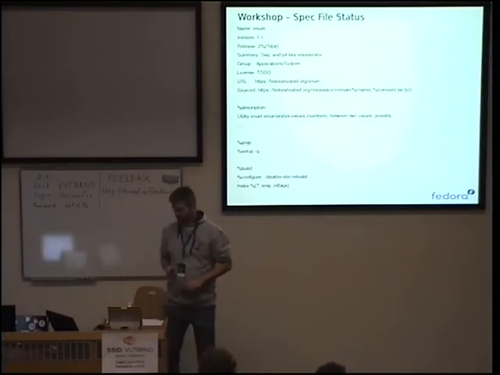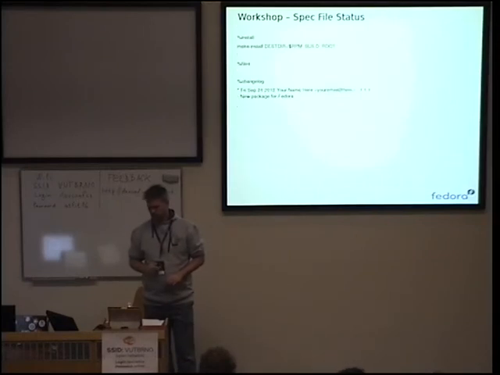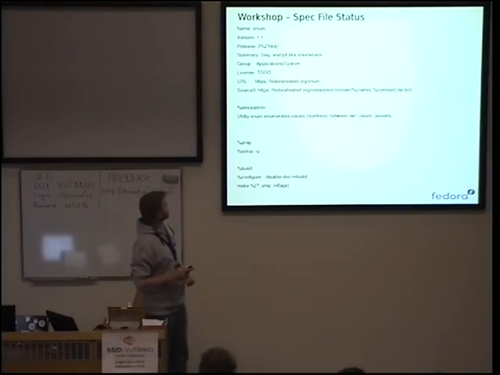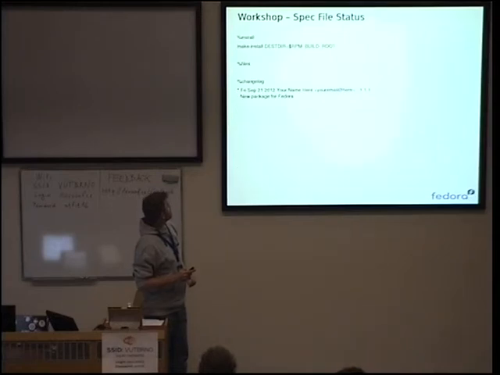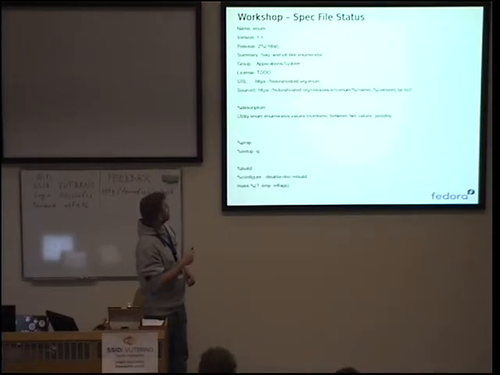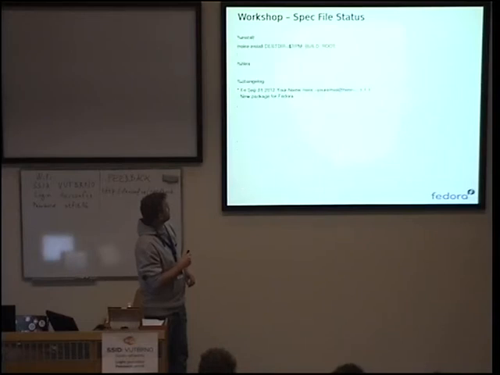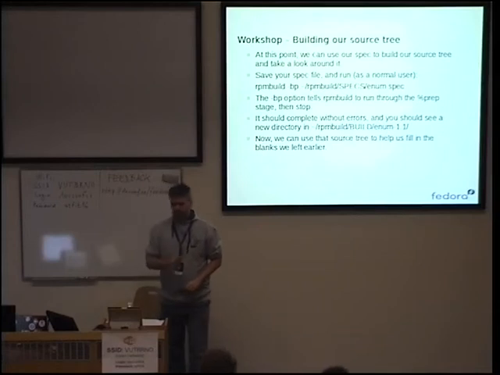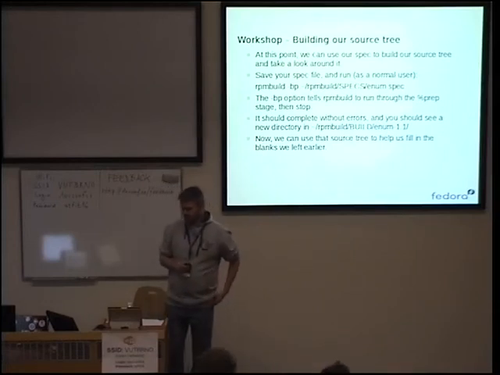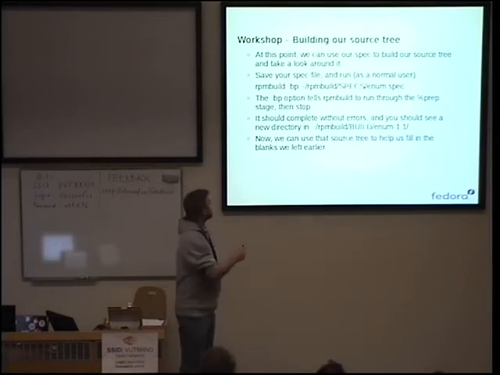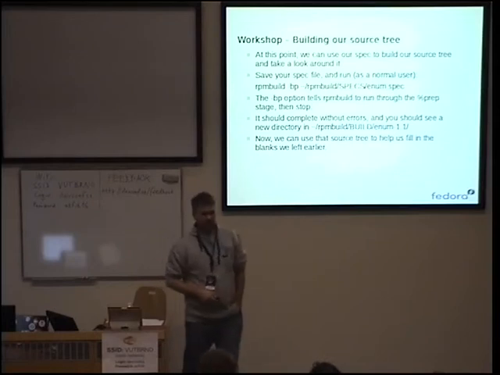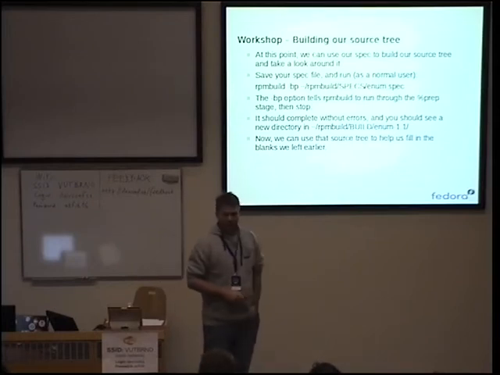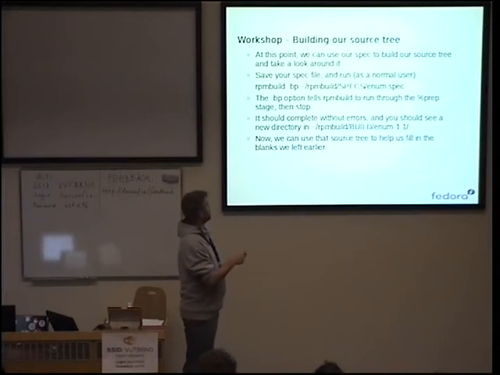Okay, so our spec file should look like this. We still didn't have the license filled in, and we didn't have the files filled in. So let's fill in the license. Run rpmbuild -bp enum.spec, and you can go into the rpmbuild build directory, enum-1.1.